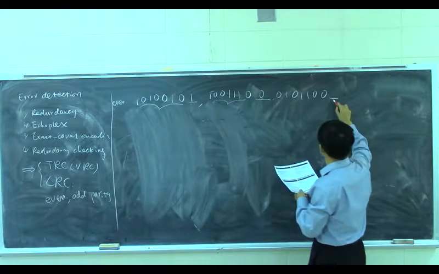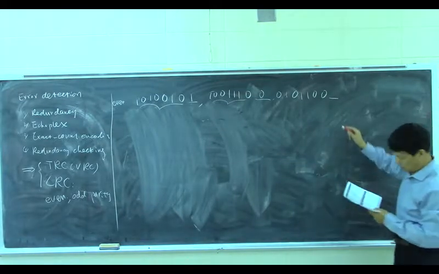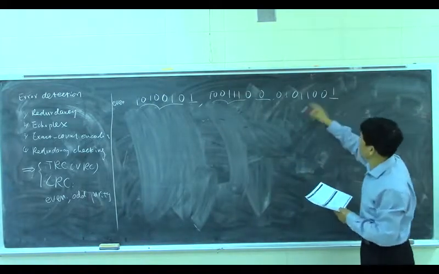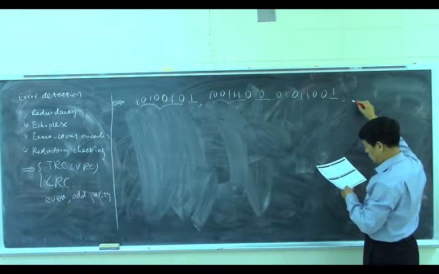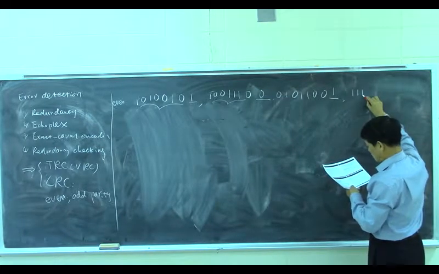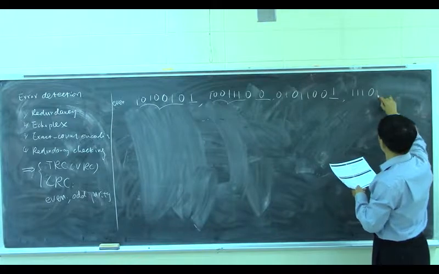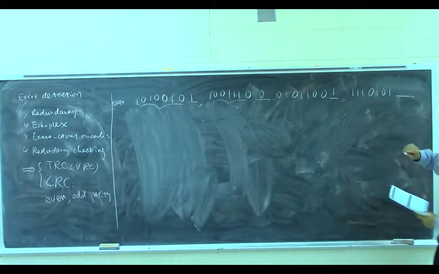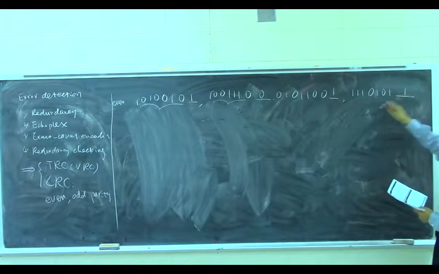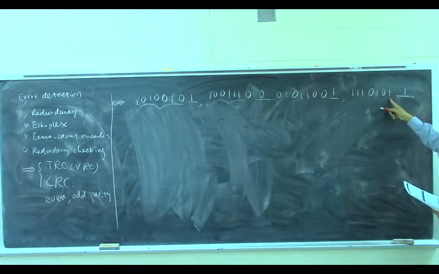Alright, the next one will be 0, 1, 0, 1, 1, 0, 0. What is here? 1. This one must be 1 to make it even. Then the last one will be 1, 1, 1, 0, 1, 0, 1. So what is here? 1. This one must be 1. So 5, 6, 7, 3, 4, 5, then 6.